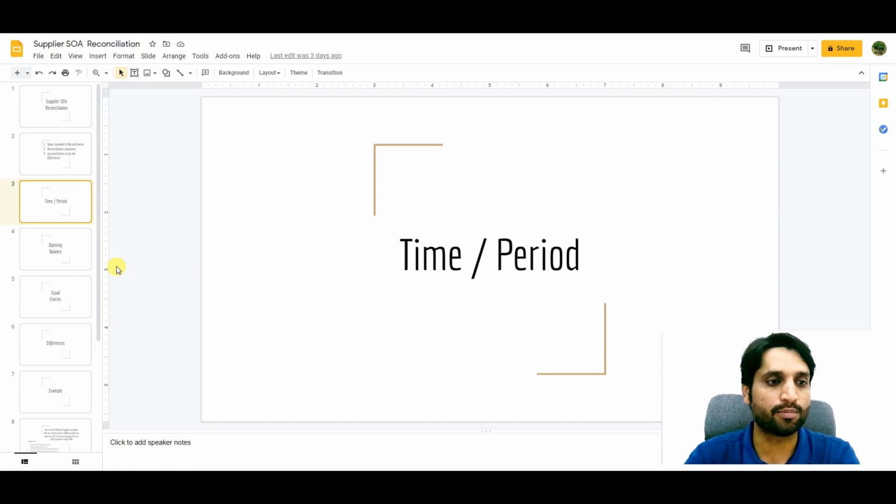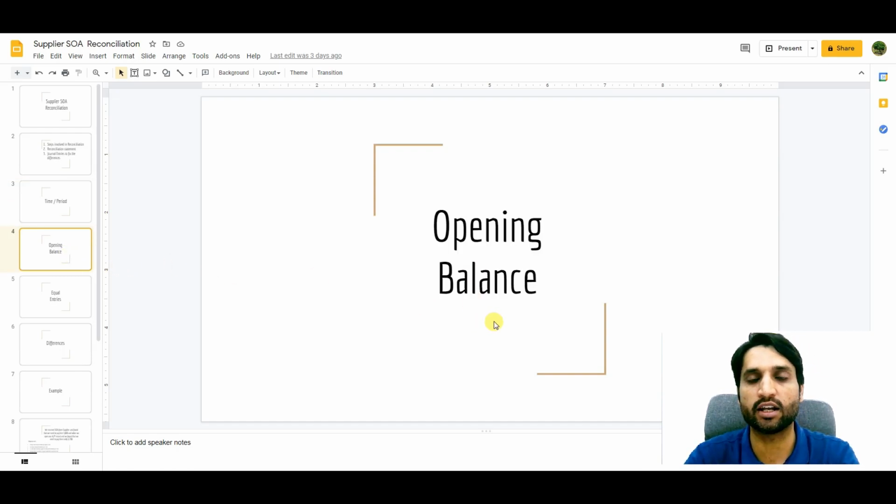The next step is the opening balance. We need to agree on the opening balance. If the supplier's opening balance for February is 5,000, our records should also show an opening balance of 5,000. Like on January 31st, the closing balance was 5,000, which is the opening balance in February. It should be the same in our records. Then we can move further and see the other entries.